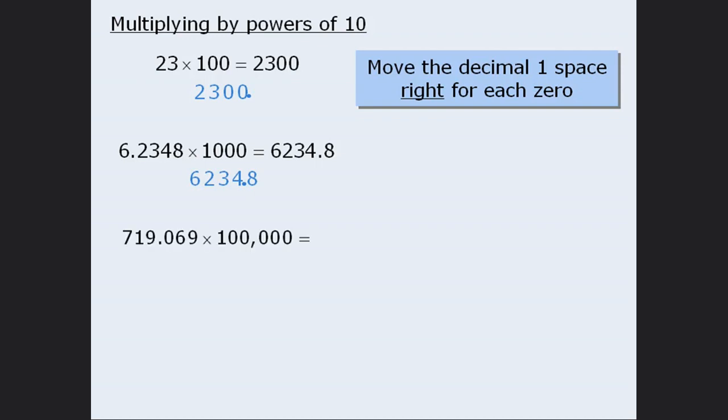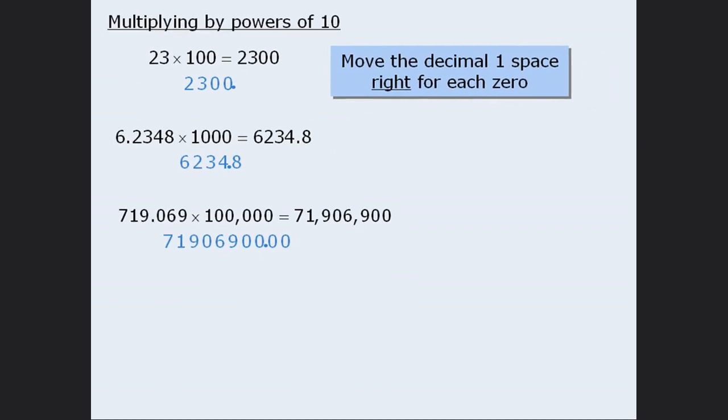In this next example, we are multiplying a number by 100,000. Since 100,000 has five zeros, we must take our number and move the decimal five spaces to the right. So first, we must add some zeros. Now, when we move the decimal five spaces to the right, we get the following product.